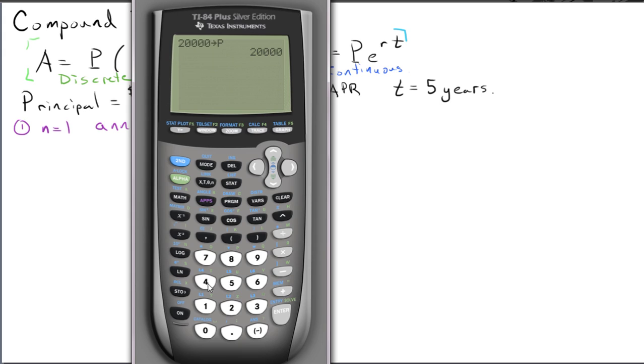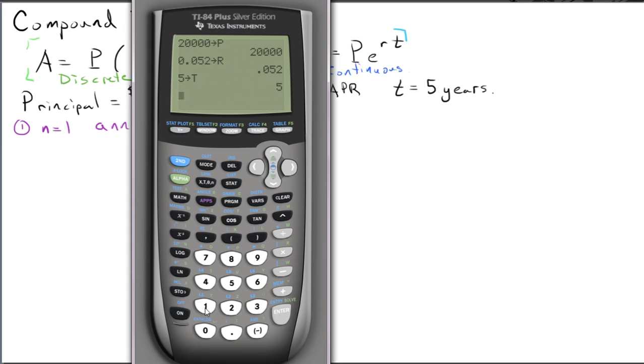I could do the same thing with my rate. So I could take R, 0.052, store that as my rate. I'm missing keys, my apologies. And then for my time, 5, store that as t. And this would give me a little bit of flexibility, and I'd only have to enter the formula once.